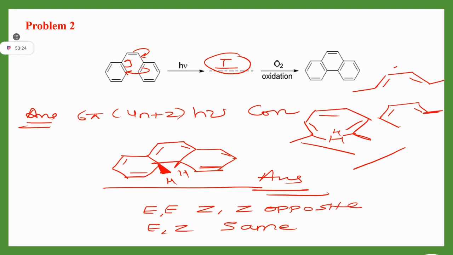First you should know what type of system it is, 4n or 4n plus 2. After that you should know under the given condition whether it will go by disrotation mode or conrotation. Okay. Then you should know the direction of substituents, which is the main thing here, right? If you are not able to find the direction, you can use this strategy. If olefins are EE or ZZ, they will be opposite. If olefins are EZ, they will be same.